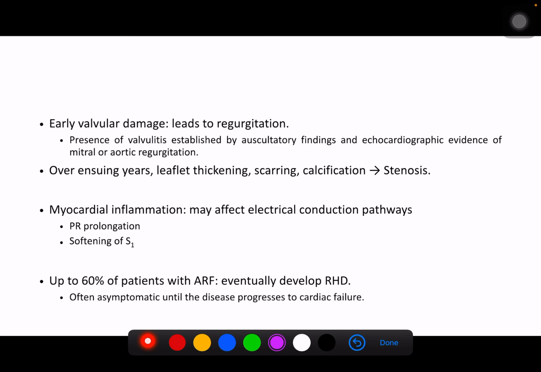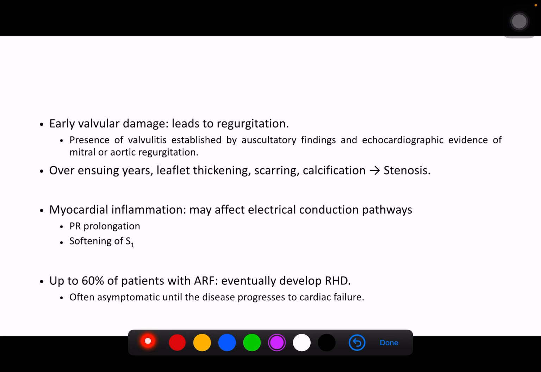Over ensuing years, leaflet thickening, scarring and calcification lead to stenosis. Yes, as we said, chronic is stenotic, but early it's regurgitation. So chronic rheumatic heart disease can lead to a stenotic lesion secondary to leaflet thickening, scarring and calcification.